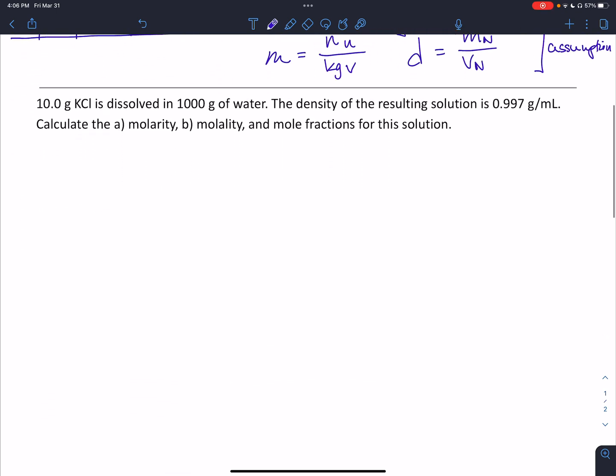I've only done one of these problems because these problems are also pretty involved, as you will see. So I think one is enough for practice. I've got 10 grams of KCl dissolved in 1,000 grams of water, and the density of that resulting solution is 0.997 grams per milliliter. Calculate the molarity, the molality, and the mole fraction.